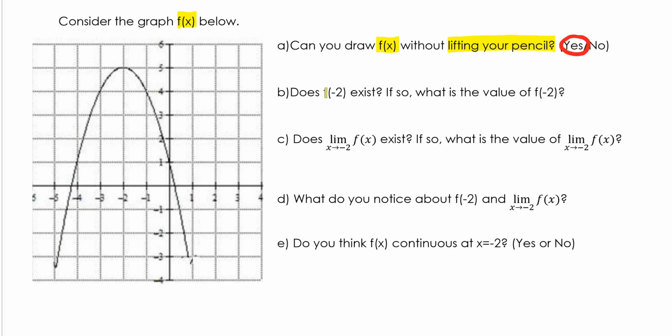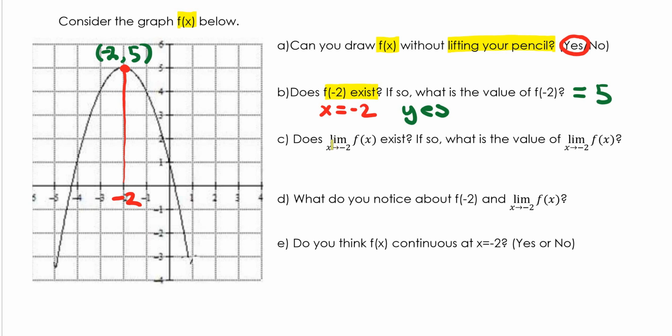Another question I want to ask is, f of -2, does it exist? This means when x is equal to -2, does the function exist? Well, here's -2, and if I go straight up, I definitely have a coordinate there, and that coordinate is (-2, 5). So definitely the function does exist when x equals -2, and the value of f of -2 is 5.